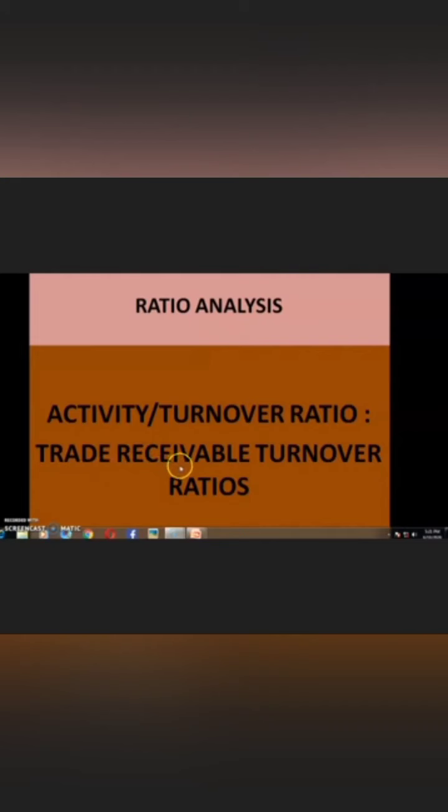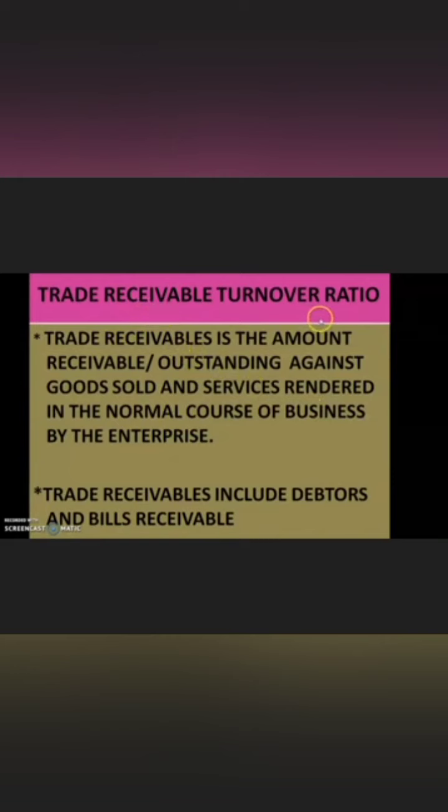Next is the trade receivable turnover ratio. It comes under the category of activity ratio. What do you mean by trade receivables? It is the amount receivable or outstanding against goods sold and services rendered in the normal course of business by the enterprise. Under trade receivables, there are two types, that is debtors and bills receivable. In short, we can say that trade receivables are the credit sales.